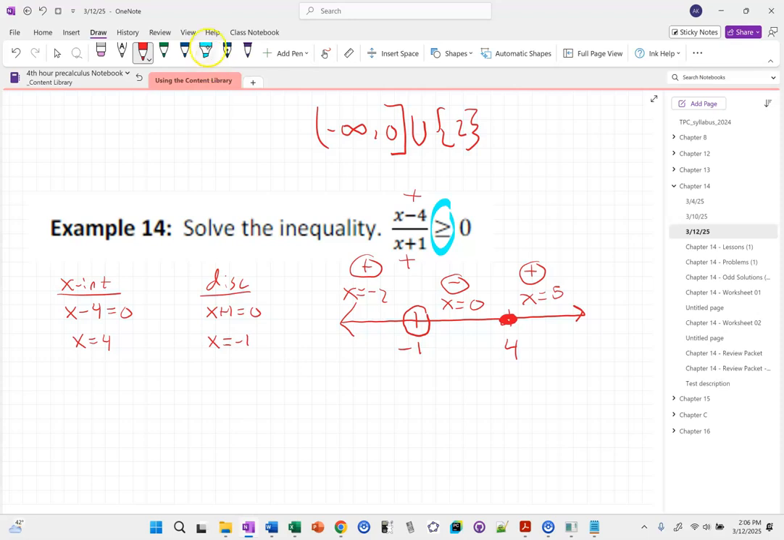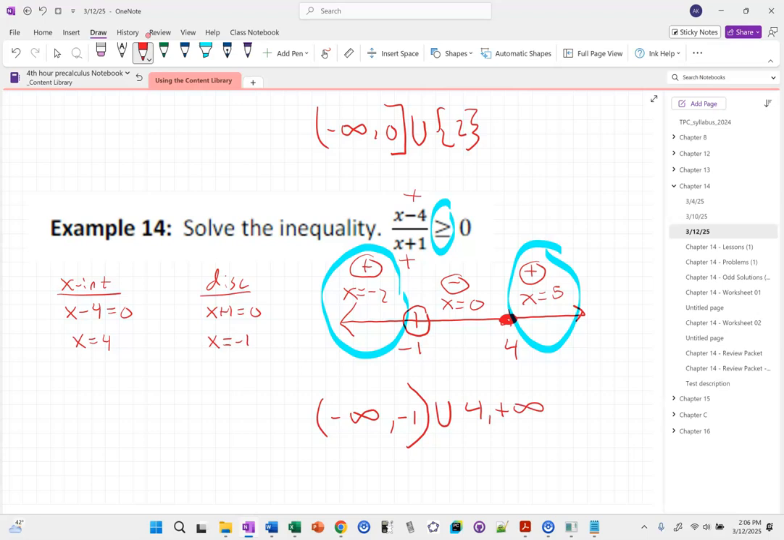All right, since it's greater than or equal to 0, I'm looking for the positive parts. So that first interval is negative infinity up to -1. Because it's an open circle, I'll use a parenthesis. The second interval is from 4 to positive infinity. Because it's a closed circle at 4, I'm going to use a bracket. And there's my answer. What do you guys think? So far, so good? How's this feeling?